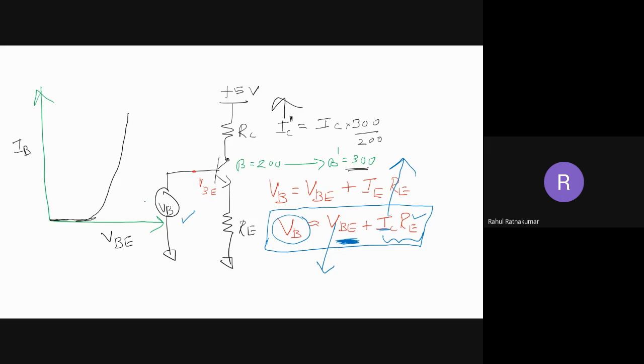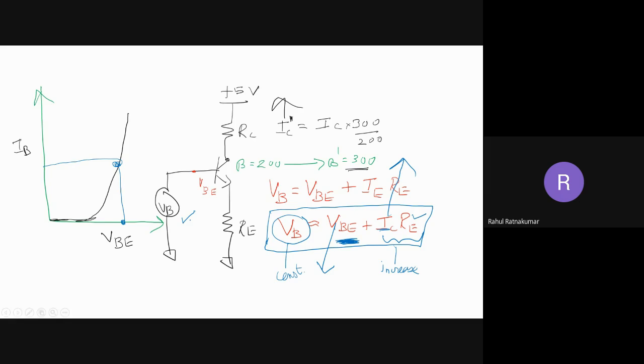So initially we had a VB like this, right? Initially it was operating at this VB with some IB base current. Now because of the increase in IC, you can see in the equation that this part of the equation is going to increase, right? The input is constant. This is constant. This is constant. There's no option to increase. So the only option is to reduce VBE. There is no option but to reduce VBE. So what happens when VBE is reduced?